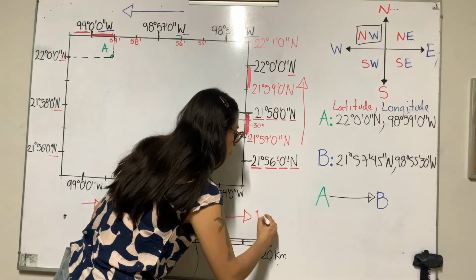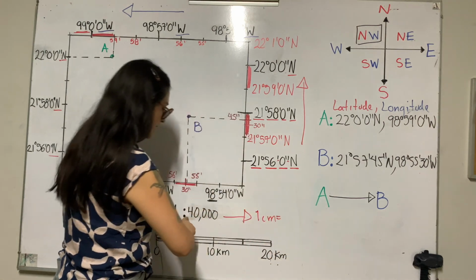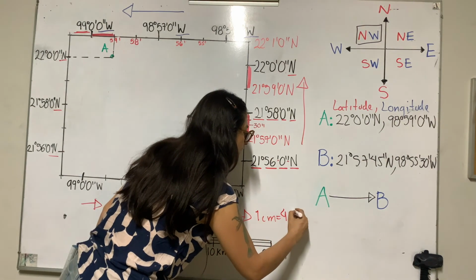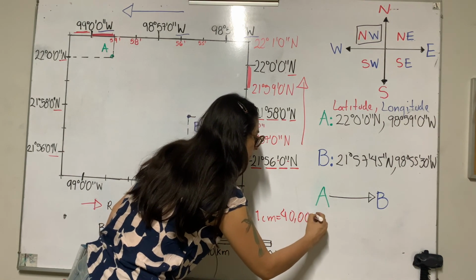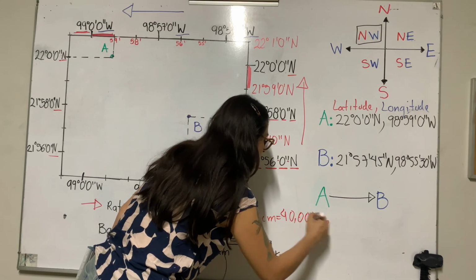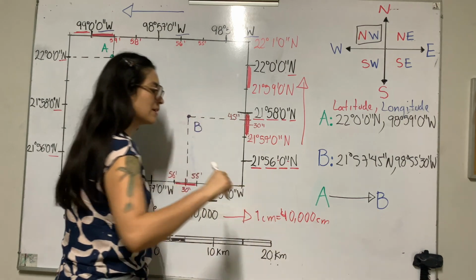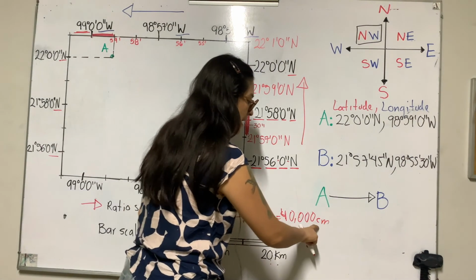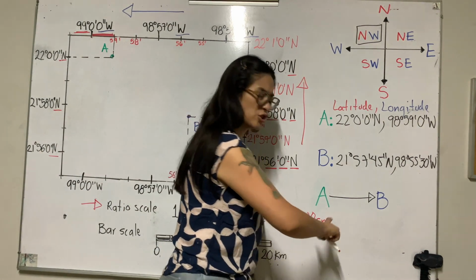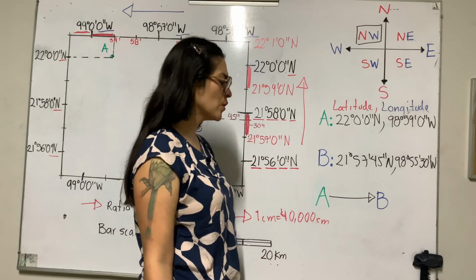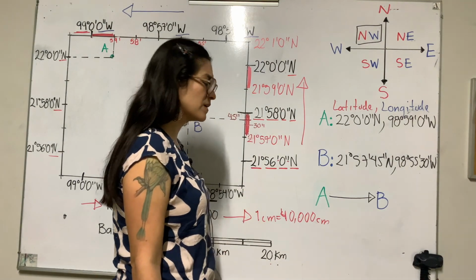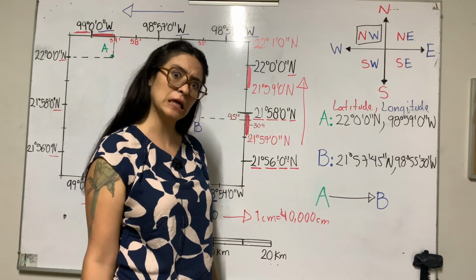We can say that 1 centimeter is equal to 40,000 centimeters. Okay, sorry, this is 40,000 centimeters. But this is a huge number, so we can change this number into something more appropriate, like kilometers.